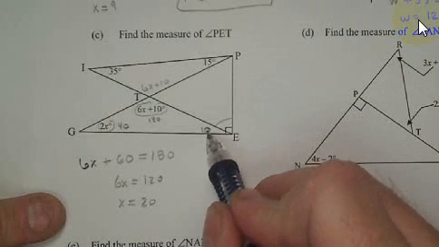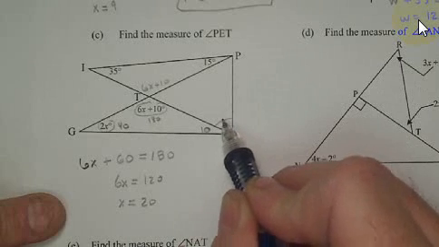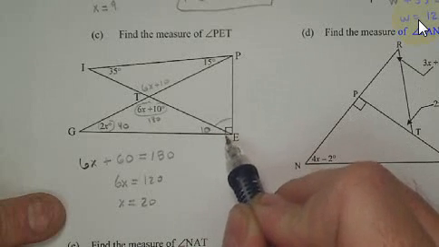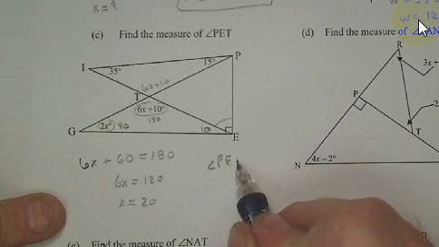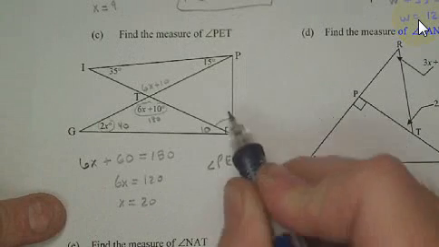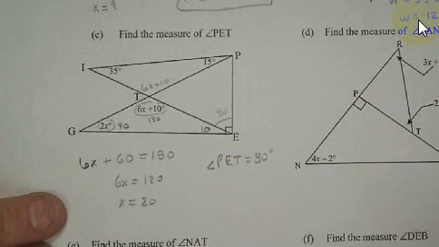And now that you have that 10, you know what this angle's got to be, because these 2 angles add to 90 degrees. So angle PET is equal to 80 degrees. 80 plus 10 is that 90.